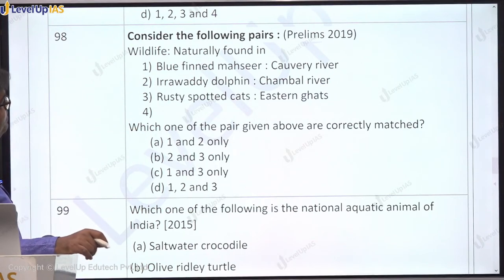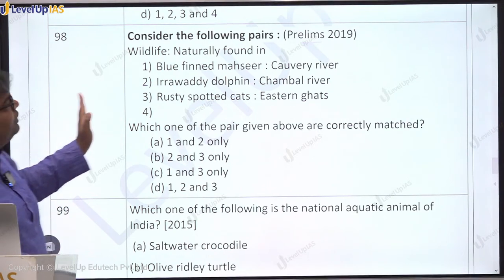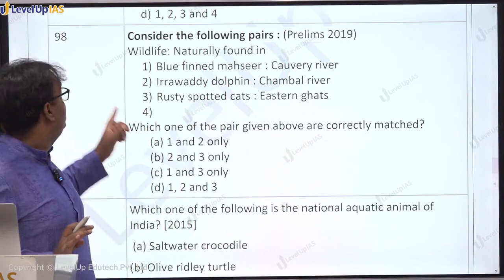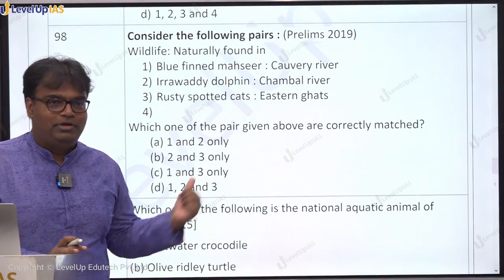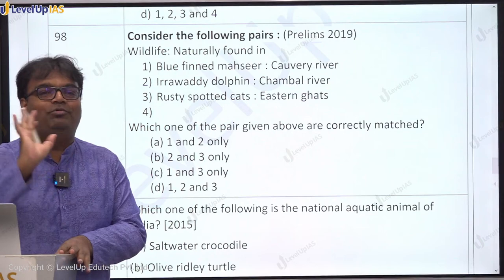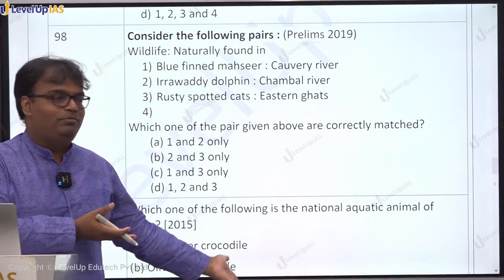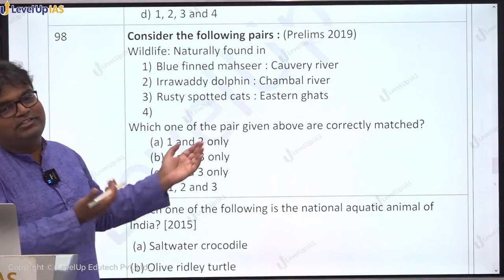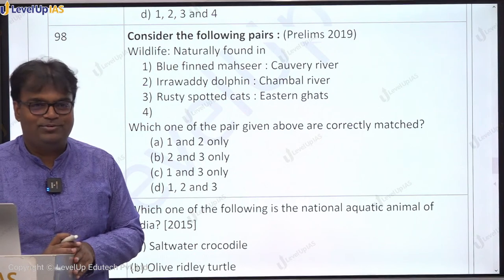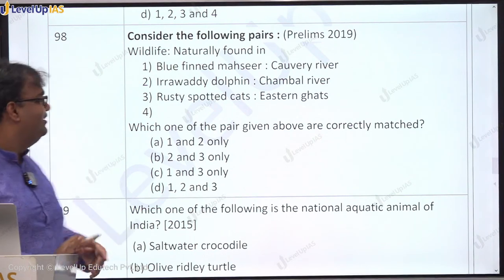98. I removed 4. Bluefin mahseer we don't know. Irrawaddy dolphin in Chambal, that is wrong. Irrawaddy dolphin is brackish water. Chambal river is a freshwater thing. So 2 is wrong. With 2 wrong, everything is done. Again, if someone had panicked after looking at question 98 in prelims 2019, they would have skipped it or not attempted it. But if you pay attention, I only know about the Irrawaddy dolphin. Irrawaddy dolphin will not be found in freshwater. You could have done this question. Why are you laughing? C is the answer.